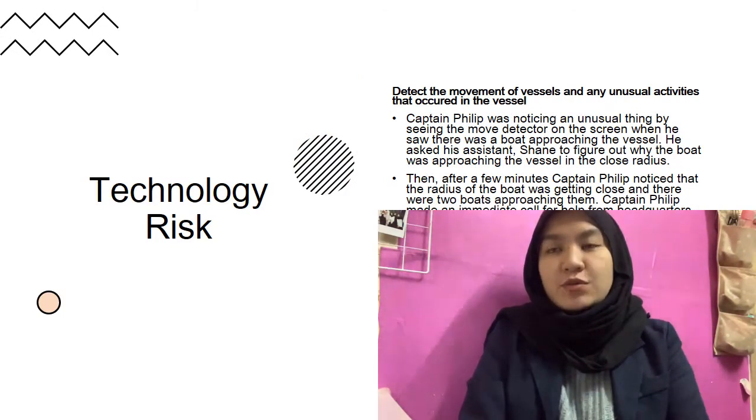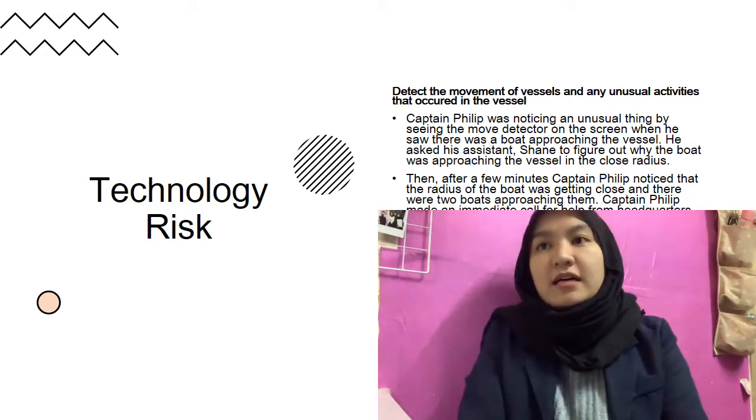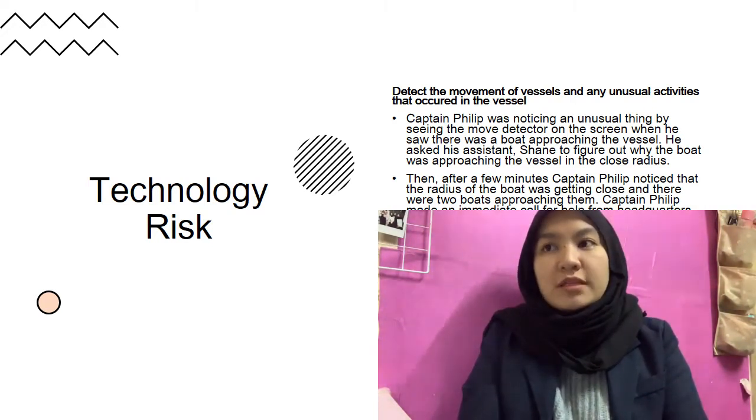Under technology risk, we have to detect the movement of vessels and any unusual activities that occur in the vessel, and have experts in handling the technology, especially in connecting the machines and computer system. So under detecting the movement of vessels and any unusual activities, Captain Phillips noticed an unusual thing by seeing the move detector on the screen. When he saw there was a boat approaching the vessel, he asked his assistant Shane to figure out why the boat was approaching the vessel in a close radius.